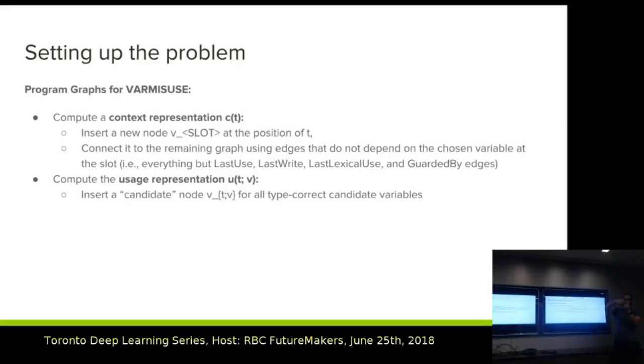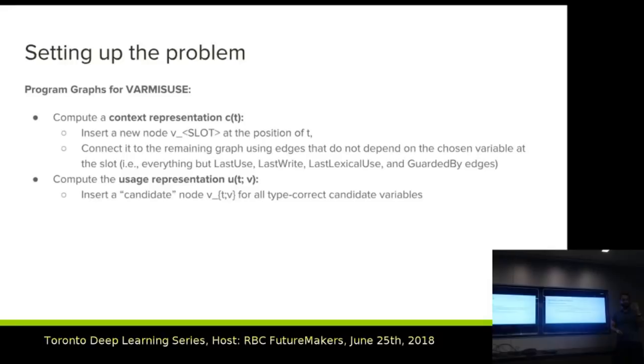So essentially they break the node. One is the placeholder, one is the candidate. The candidate has all the edges corresponding to, depending on what the variable is, and the rest of the edges are connected to the placeholder. And they connect all the candidates to the same graph.